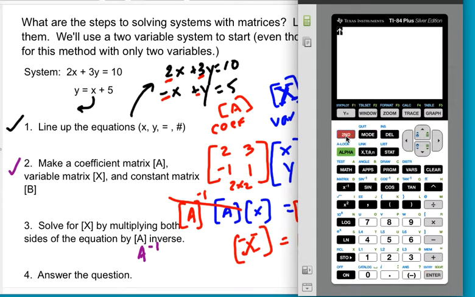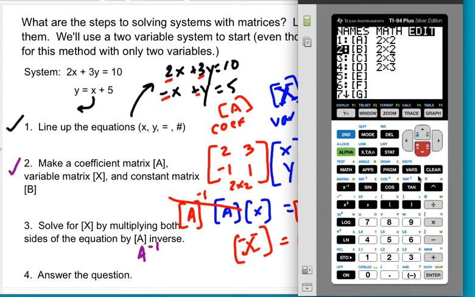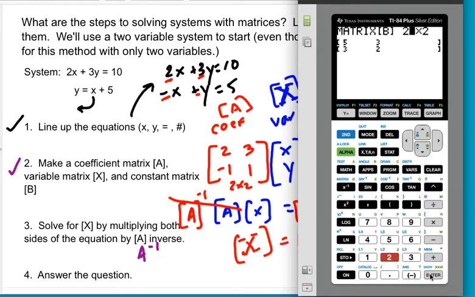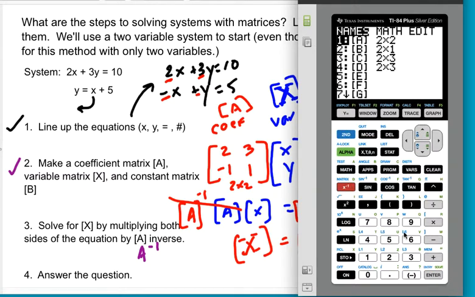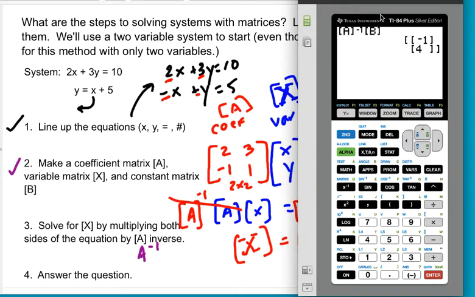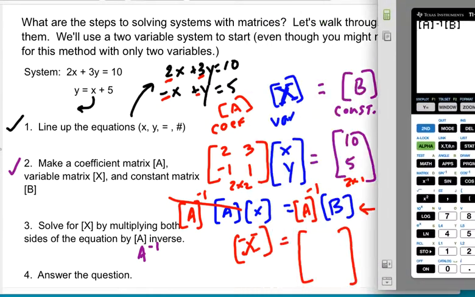I quit out, go back to matrix, go to edit, and pick B. I'm going to make it a 2 by 1 matrix that is a 10 and a 5. I'm going to quit out. So now I'm going to go to matrix, and I'm going to do A inverse times B and hit enter, and sure enough, my answer is a negative 1 comma 4.